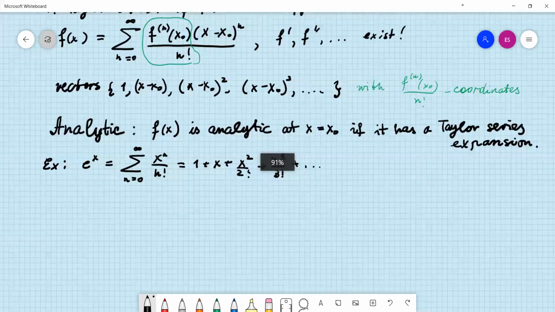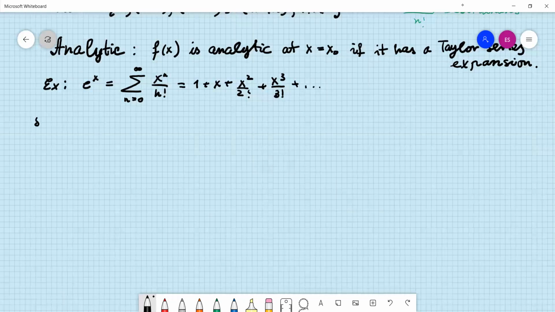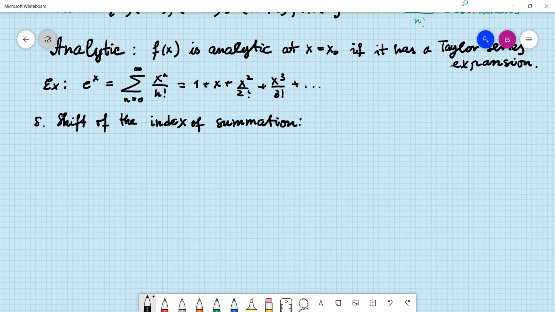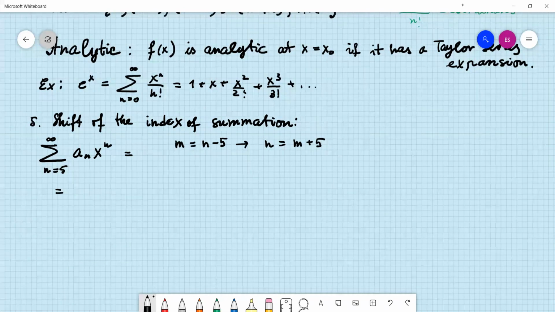Next one is how to shift the index of summation. Number 5, shift of the index. Imagine that you have a series a n x to the power of n centered at 0, which starts at 5 and goes from 5 to infinity. How do we move it to a series which starts at 0? Well, we're going to introduce a new index, m equals n minus 5, from which n will be equal to m plus 5, right? And we are going to convert all my n's to my m's.